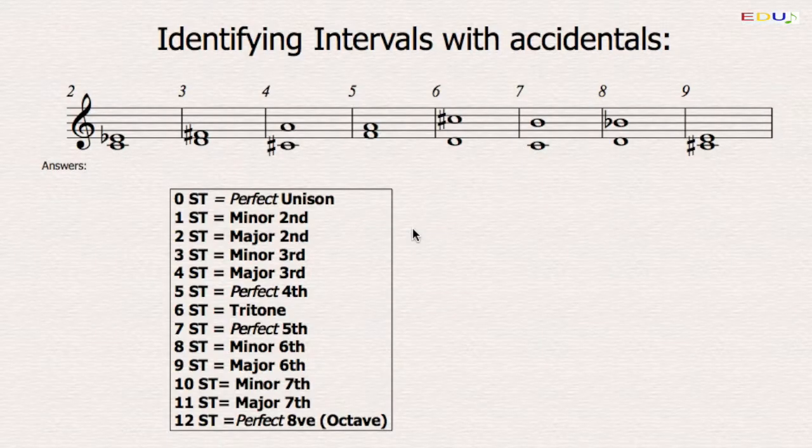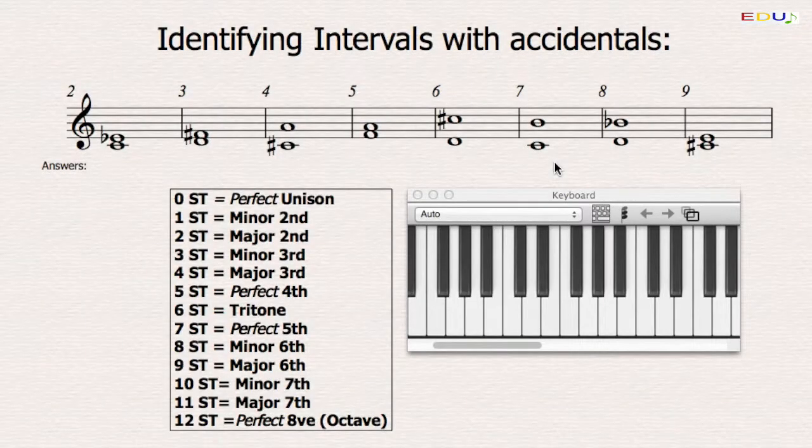Hello everyone. Previously we were identifying intervals that had no accidentals. They were all deriving from the C major scale. If you identify or build anything from one given scale, it's called diatonic.